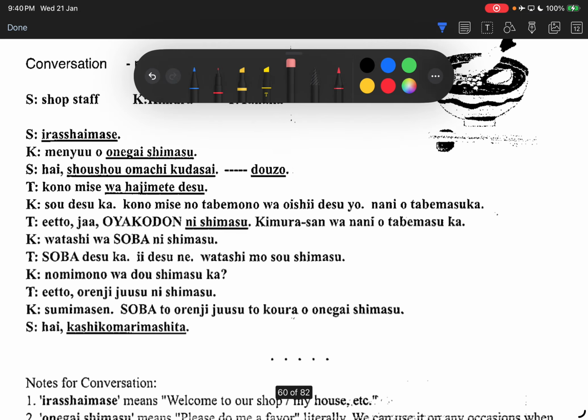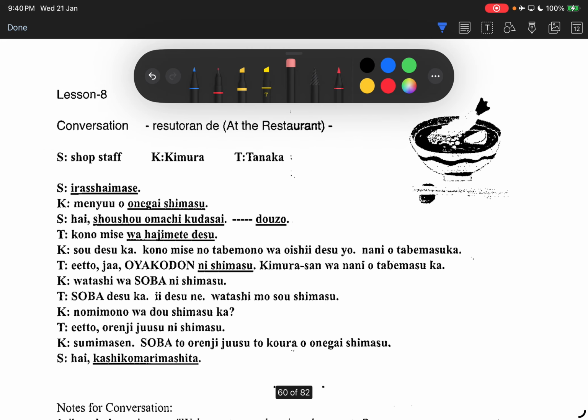Okay, let's look at lesson 8 conversation. You can learn how to order at the restaurant. Lesson 8 conversation, restaurant. There are 3 persons, so we need 3 volunteers later. Let's start with the shop staff.